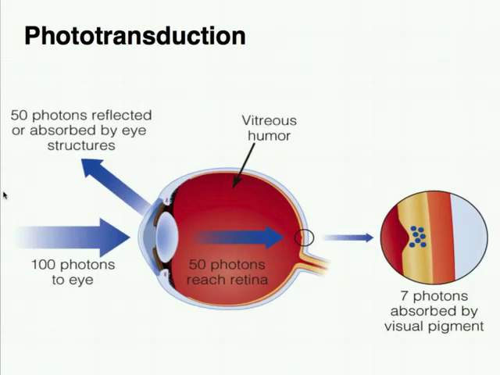So the retina engages in something called phototransduction, which is the turning of light into a neural signal via those photoreceptors. For every 100 photons that come into the eye, about 50 of them get reflected back out because of the various structures of the eye. So the cornea, the lens, these all reflect light. Even the vitreous humor, the fluid that's in there, is going to reflect some light. By the time it gets to the back of the eye, the actual retina, it's about 50 photons, and only about 7 of those out of 100 actually get absorbed by the visual pigmentation.